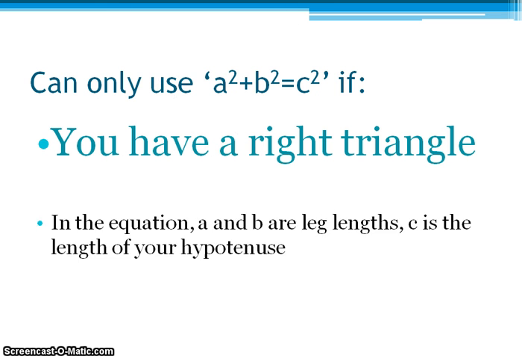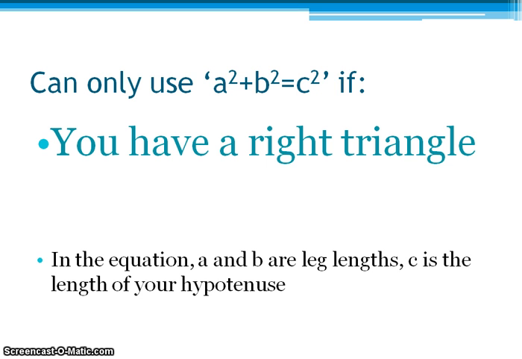And with this a squared plus b squared equals c squared, your a and b are leg lengths, and c is the length of your hypotenuse. So c is always going to be your largest side, since the hypotenuse is across from that right angle.